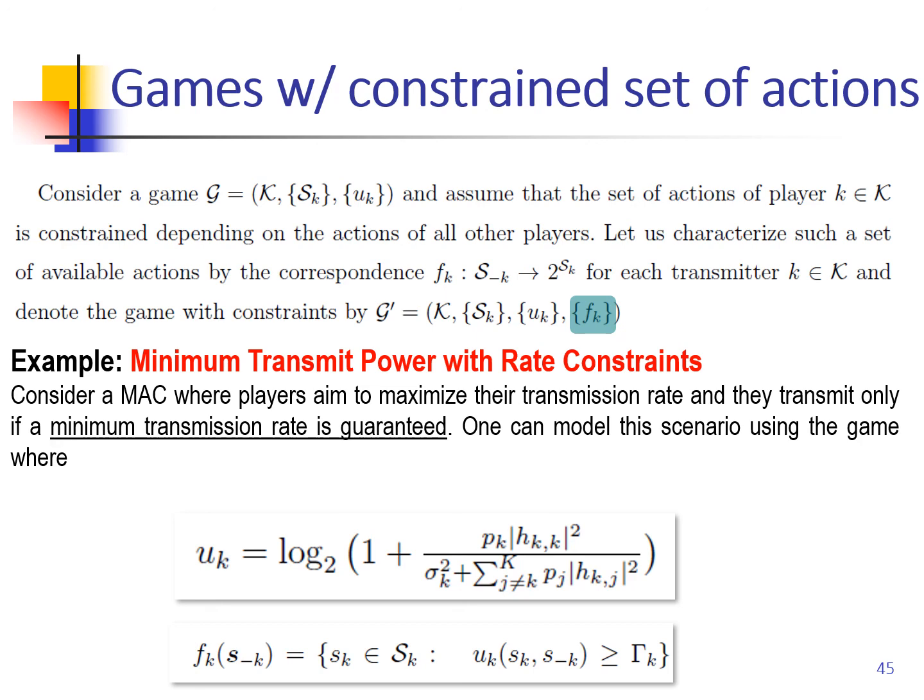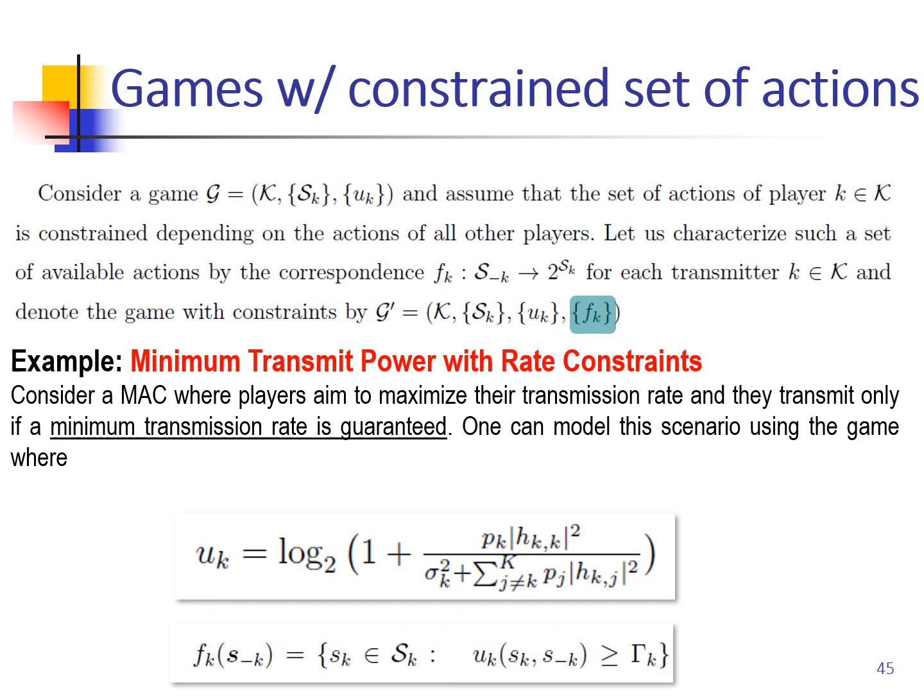So to write it down, we can write that there is a mapping or correspondence from the set of minus K, so all the other agents, to the type of available actions the player has. And then you encode it here. You add it as an encoding in the game, which gives rise to G prime. And then you can write it down.